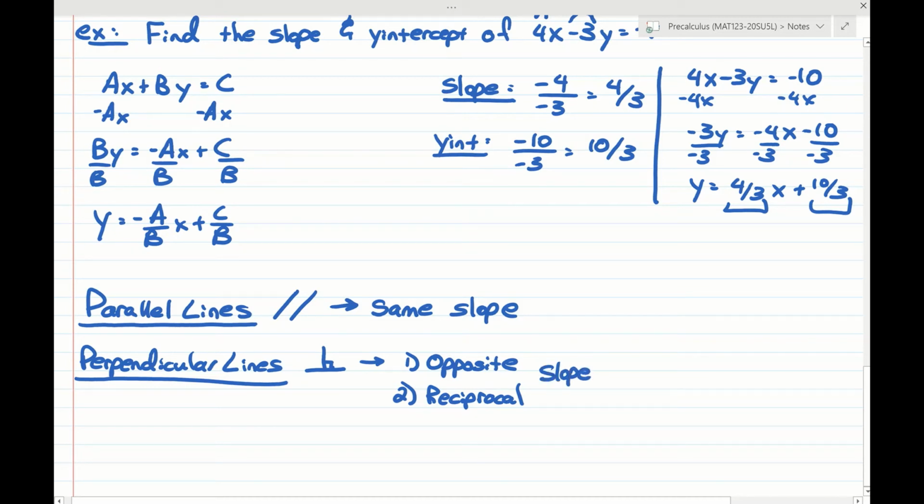So for example, if one line had a slope of 1/3, the other line would have to have a slope. Okay, so take the opposite sign, that's a positive number, 1/3. So this is going to be a negative number, and then switch the top and bottom. Those two lines would cross at a right angle.